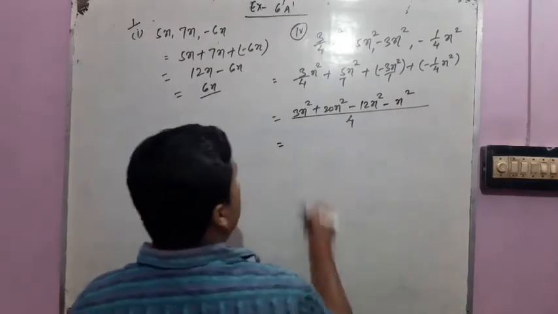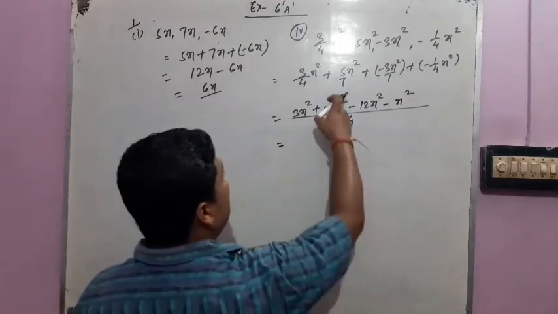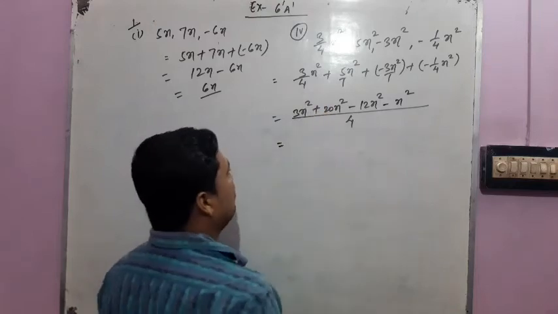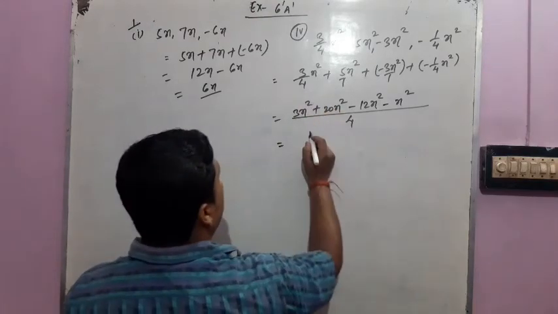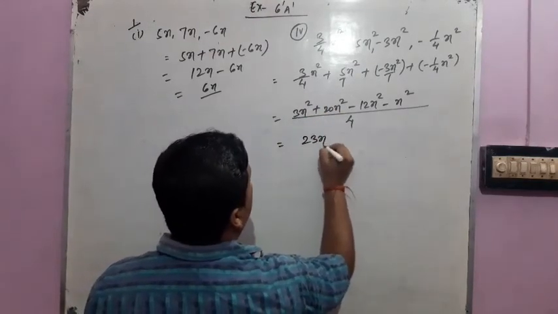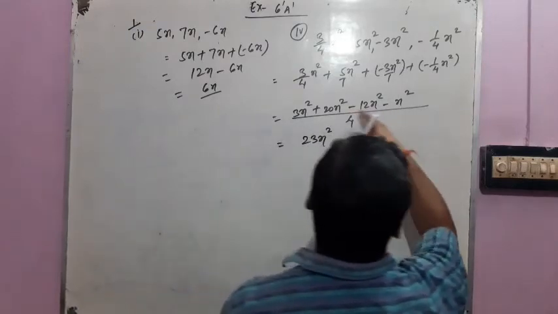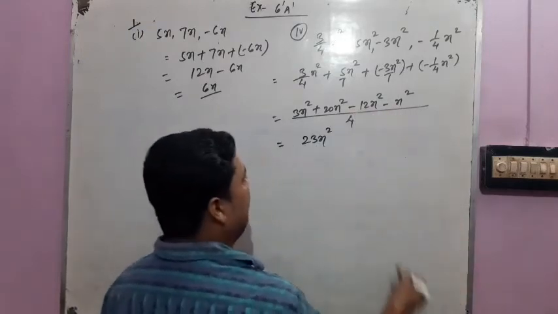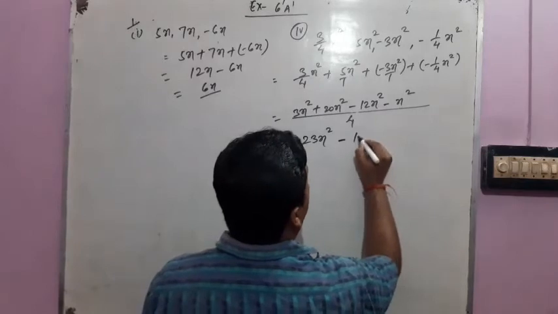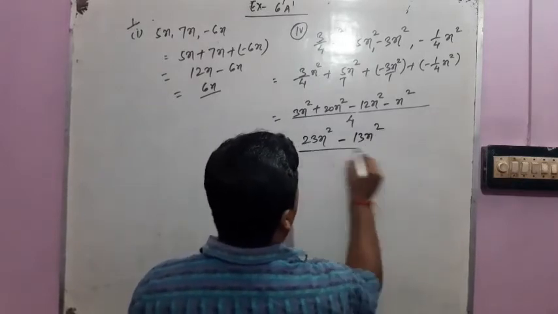Now as you are looking at, students, these two algebraic expressions are in addition. Both are plus terms, so we have to add them first and we will get 23x square. Both are negative terms, so we have to add them and get the answer in negative, minus 13x square by 4.